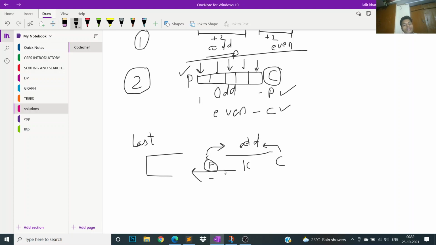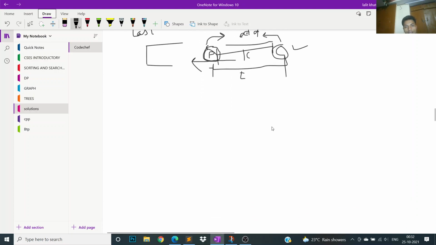At the last end also the same thing happens. So we have to just check if the difference is odd, then this police officer will be eliminated. And if it is even between chef and any police officer, then chef will be eliminated. Like, here will be chef, here will be some policemen, p1, p2, here will be p3, and similarly here will be p4, p5, and p6.